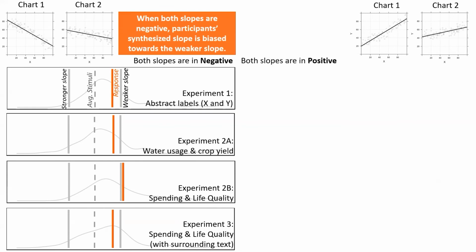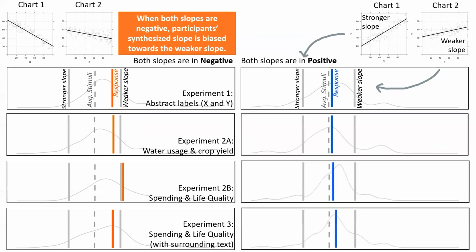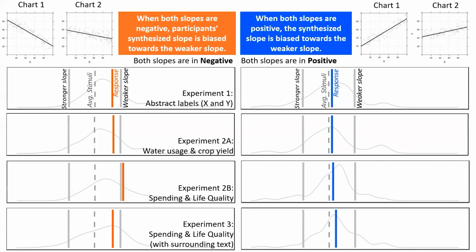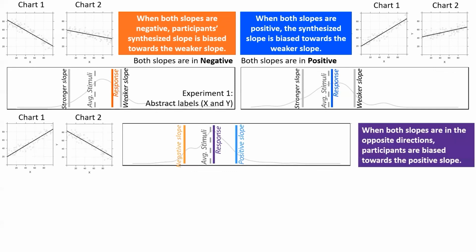When both slopes are positive, after normalizing the slopes and responses following the same setup as the negative slopes, you can see that the results look very similar. Here are the results for the rest of the experiments with the two positive slopes. So we see the same bias. Participants think the synthesized slope more closely resembles the weaker slope when both slopes are positive. So this effect also seems stronger when the slopes are both negative compared to when the slopes are both positive. These findings supplement the previous conditions where participants see opposite slopes and they were biased towards the positive slope.